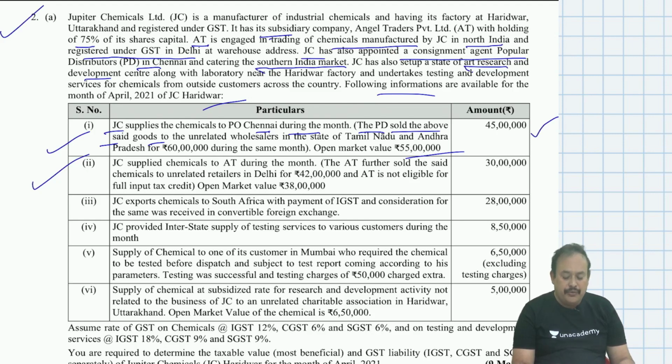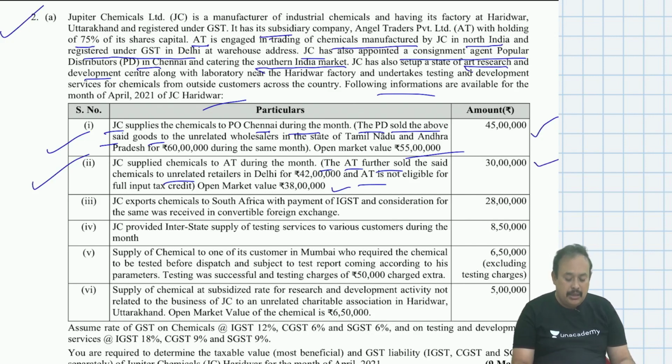during the month of April. The AT, Angel Traders, further sold the said chemicals to unrelated retailers in Delhi for 42 lakh, and AT, namely Angel Traders, is not eligible for full input tax credit. Open market value is 38 lakh, total is 30 lakhs given.